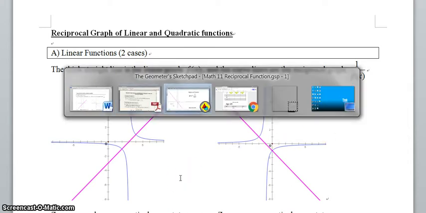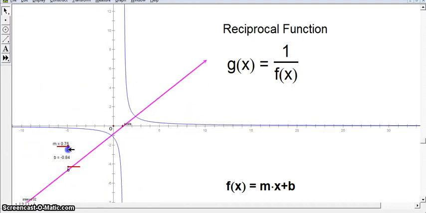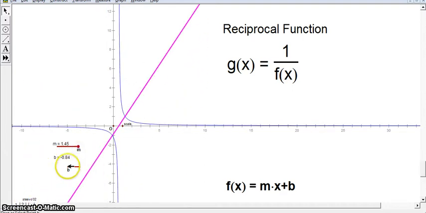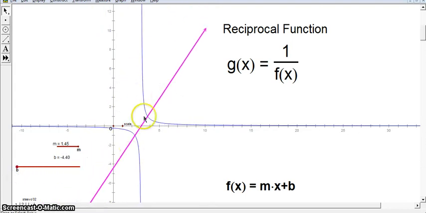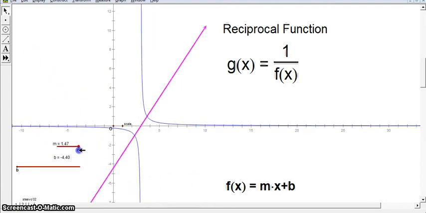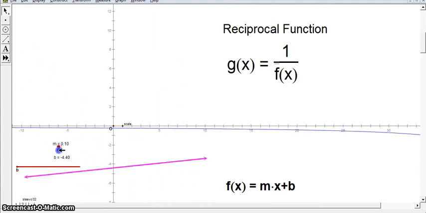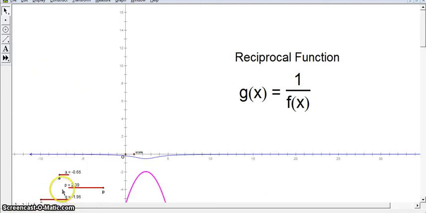Well, let's refer back to this software which you can see the changes of the linear function dynamically. As you move the function you can see the corresponding reciprocal function, how does it look like, right? And then this is the linear function, there's only two cases, the positive slope or negative slope. This is how it looks like. And then for the quadratic, it will look like this.